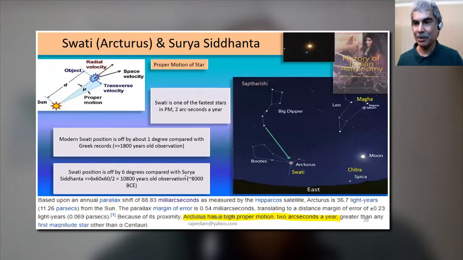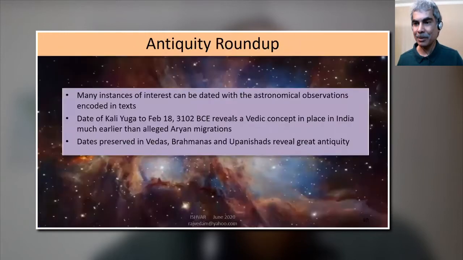Swati is also mentioned in Surya Siddhanta. It is 6 degrees off from the Surya Siddhanta measurement to where it is today. If you take 6 degrees multiplied by 60 minutes, multiplied by 60 seconds, and divided by 2, you get 10,000 years, or 8,000 BCE. That is a staggering amount of time, which shows that there's a core set of measurements in Surya Siddhanta which is very ancient and has been layered upon in many periods, maybe up to the time of Aryabhatta and so on. Very interesting. So what I've shown is many instances where events of interest are dated with astronomical measurements encoded in text.